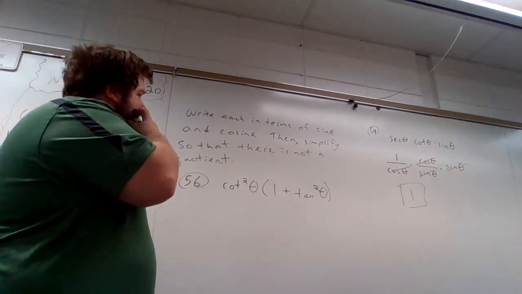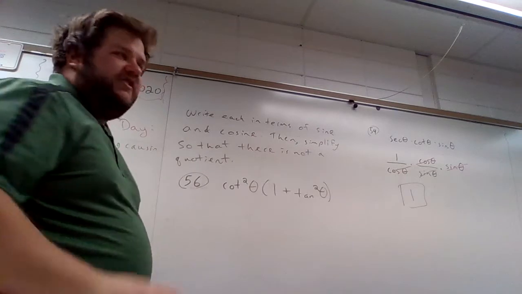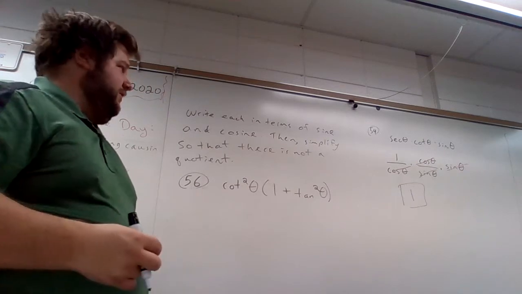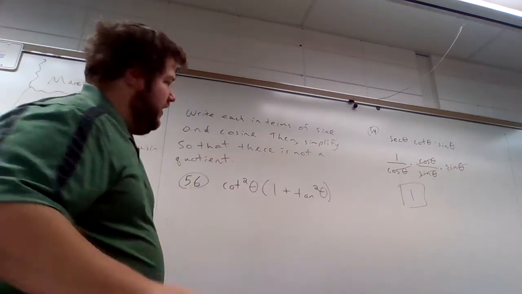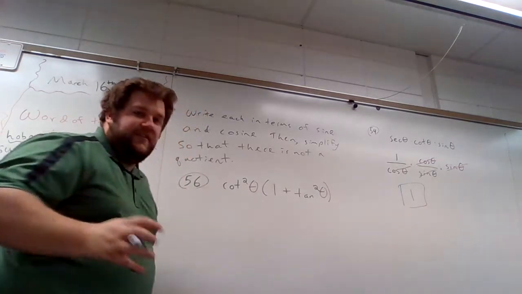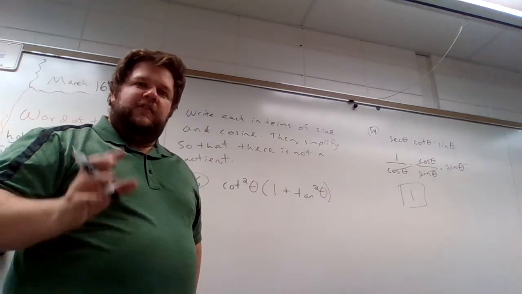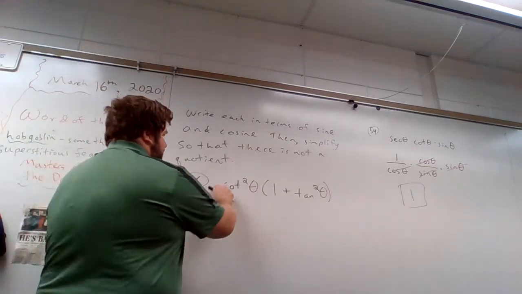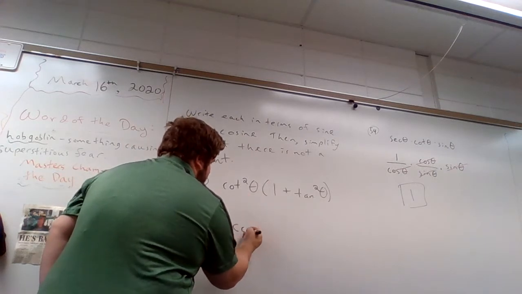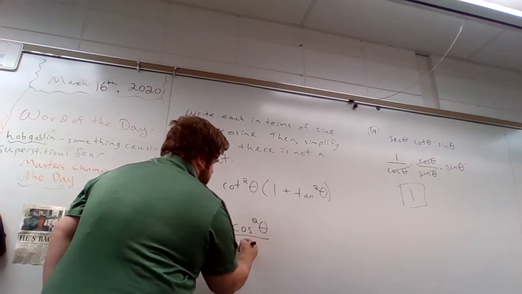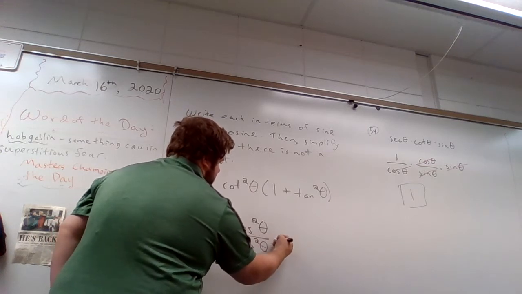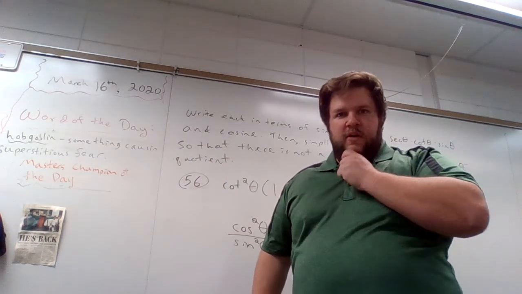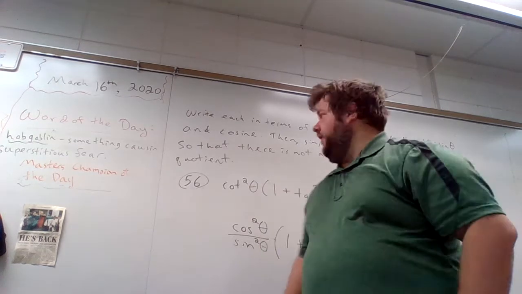Okay? So, for this one, if I just strictly play by the rules, and I write everything in terms of, say, sine and cosine, initially, this is what I could do. So cotangent is cosine over sine, right? So if I do cotangent squared, that's actually cosine squared over sine squared. So I can take this guy. It would be cosine squared over sine squared. And over here, the tangent was sine over cosine. So tangent squared is going to be sine squared over cosine squared.